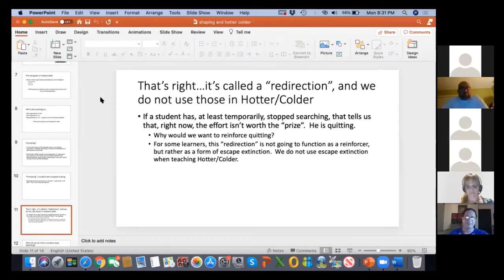Okay. Yeah. Call it a redirection. I simply do not use redirections in hot or colder. I can't think of any exceptions to that. That's just a rule of mine.